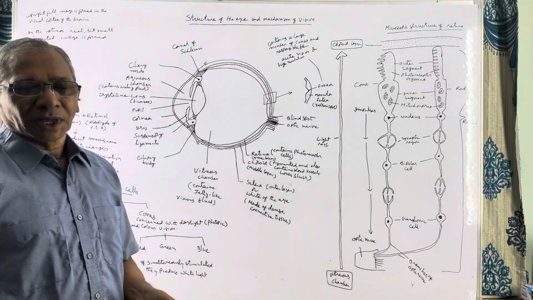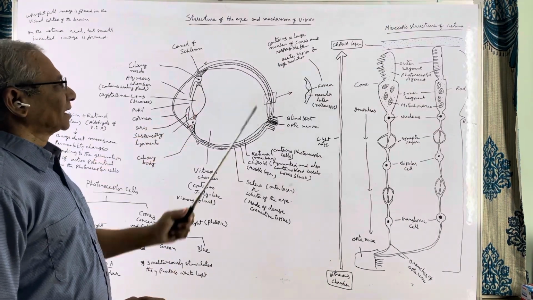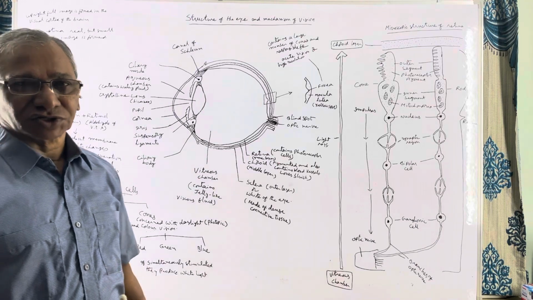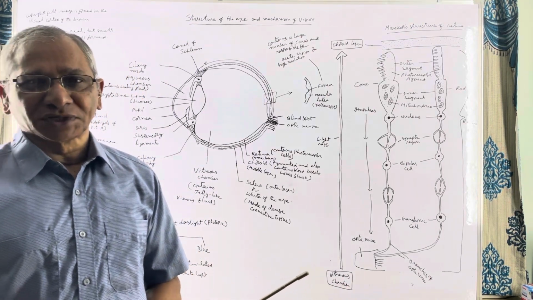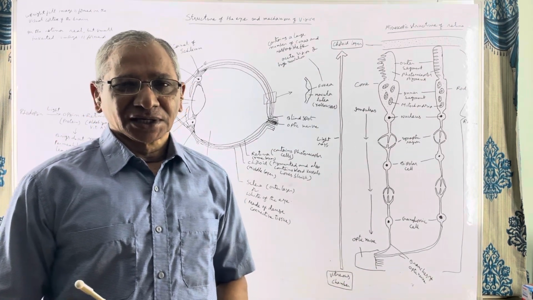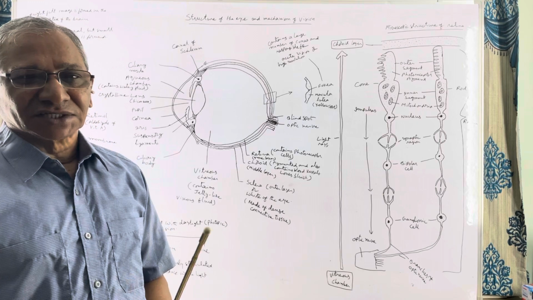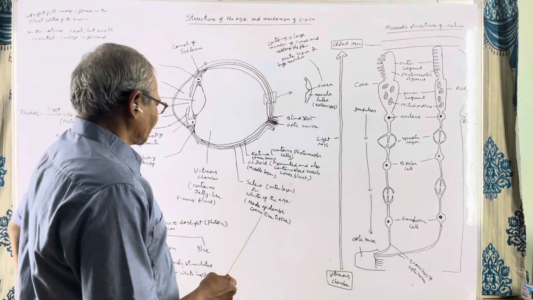Today I am taking up the topic structure of the eye and the mechanism of vision. We have a pair of eyes situated in the sockets present in the skull. Each eye is nearly a spherical structure having three layers.